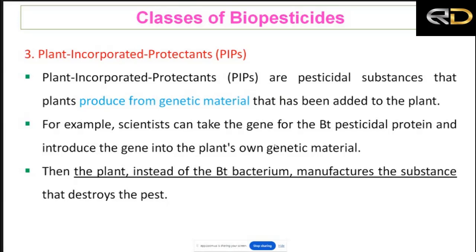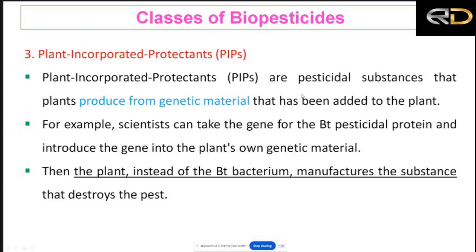But the third and last class of biopesticide is the plant incorporated protectants, PIPs. These are pesticidal substances. We extract the pesticidal substances from certain plants or microbes, from their genetic material, and that will be added to the resistant cultivar that we use to grow in our organic farming crop field.